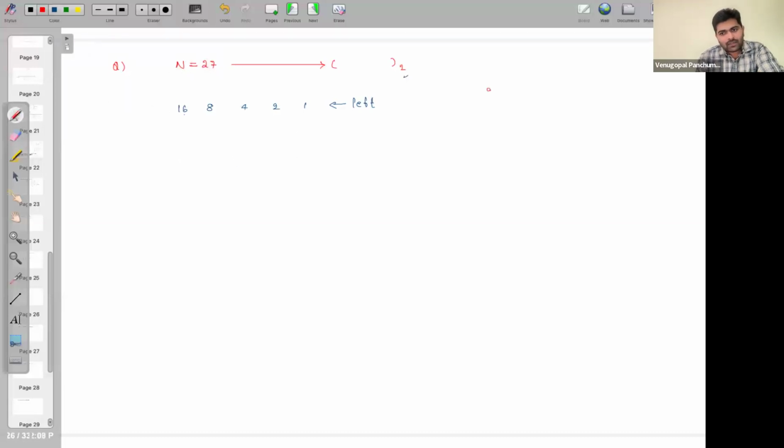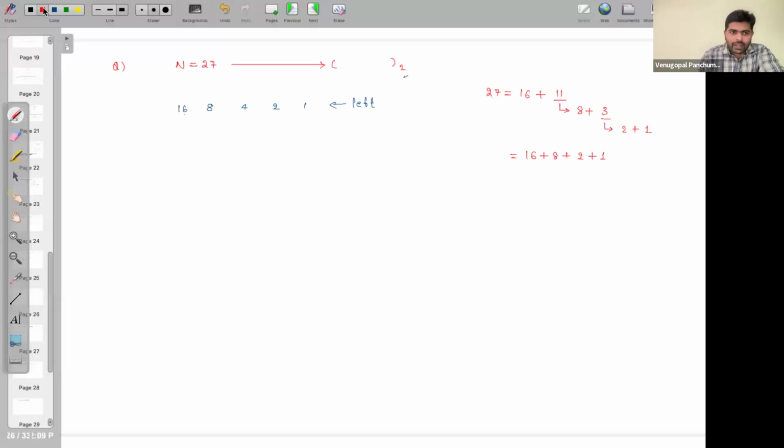Now let's write 27 as a combination of 2 powers. That is 16 plus how much is remaining? 11 is remaining, right? Okay. Now this 11, how can I write in terms of 2 powers? Can I write 8 plus? How much is remaining? 3 is remaining. Now this 3, how can I write in terms of 2 powers? 2 plus 1. So when you finally write 27 as a sum of 2 powers, that is 16 plus 8 plus 2 plus 1.